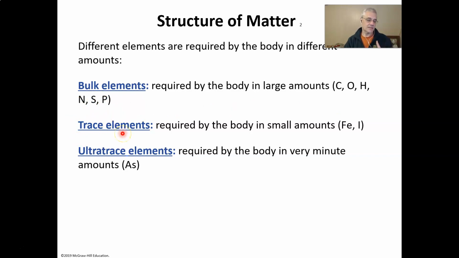There are trace elements. That doesn't mean that they're not important. They're just in smaller quantities. Iron and iodine, and ultra trace elements, even tinier amounts. Again, it doesn't mean they're not important. It just means they're small, tiny amounts that are important in those small, tiny amounts. So arsenic, oddly enough, is generally considered a poison. But yes, some of you is arsenic in a tiny, tiny amount, and you need it. So it's not a poison.